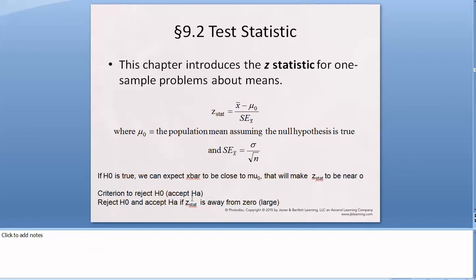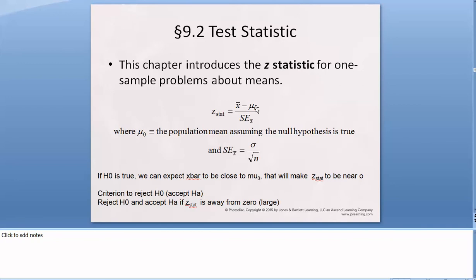Now you can kind of see, if the sample mean is close enough to mu sub 0, which is 170 here, this z stat will be very close to 0, right? So if the z stat is close to 0, we can accept H null. If H null is true, we can expect x bar to be close to mu sub 0. That will make this near 0, right? This minus this will be a very, very small value.